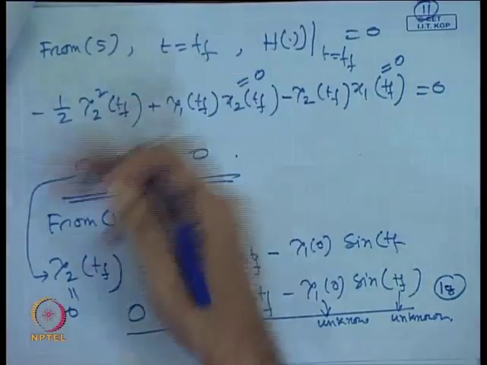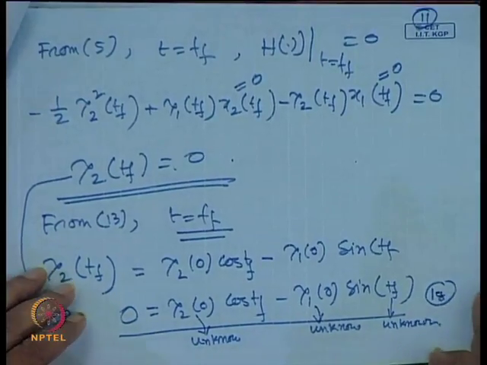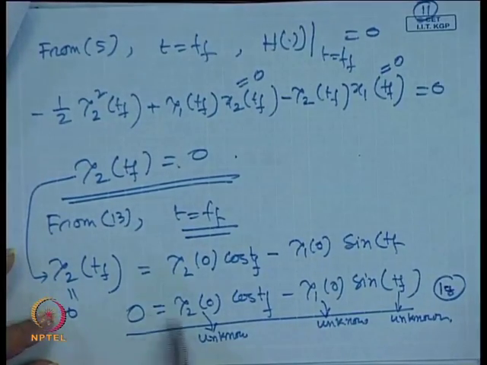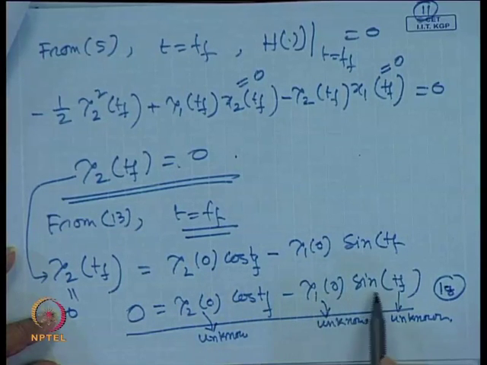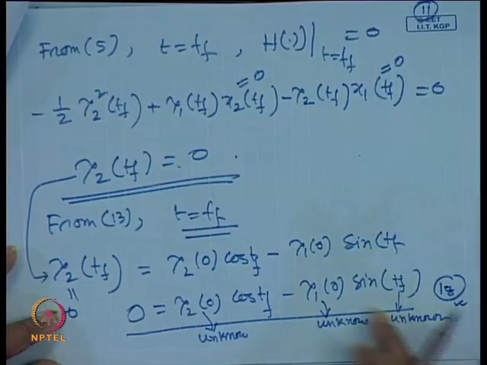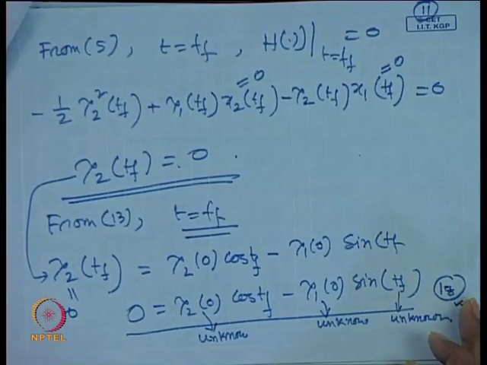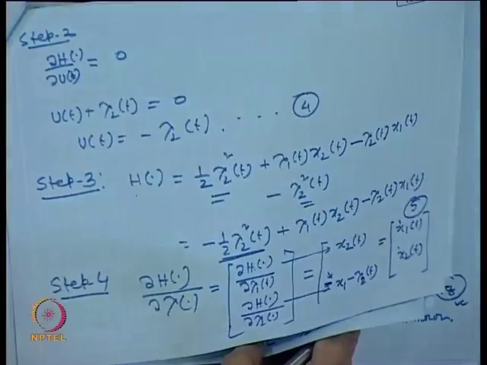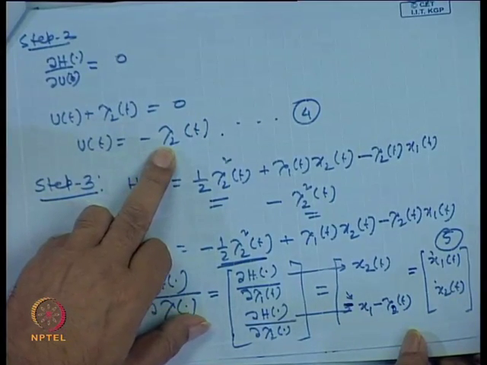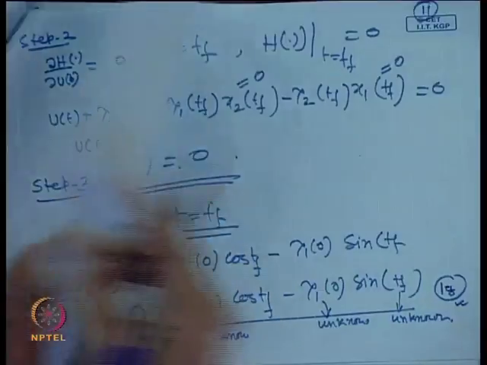So we have seen that by using the three necessary conditions as well as the boundary condition, we have come to this point: lambda 2 0 cos t f, lambda 1 0 sin t f. Equation 18 contains three unknowns, lambda 1 of 0, lambda 2 of 0 and t f, which is not known. But our main aim is to find the control law u by solving that equation. So for u of t, you need the description of lambda 2 of t.